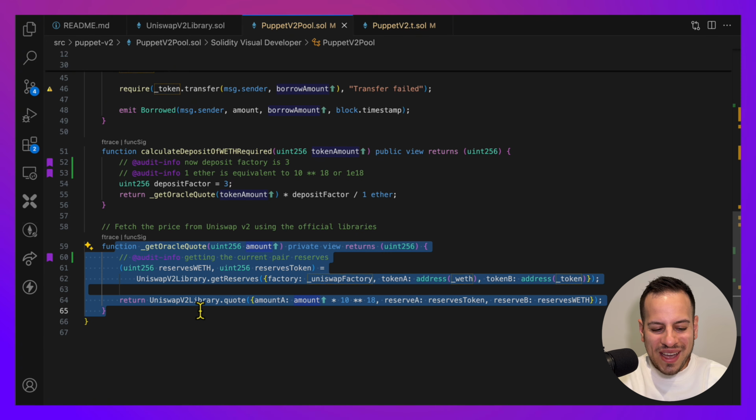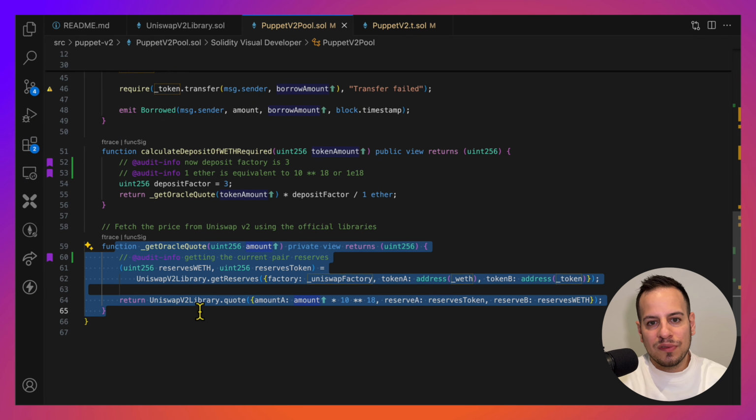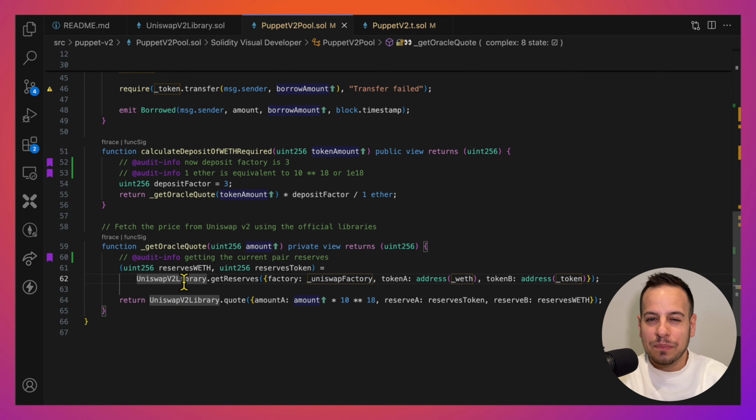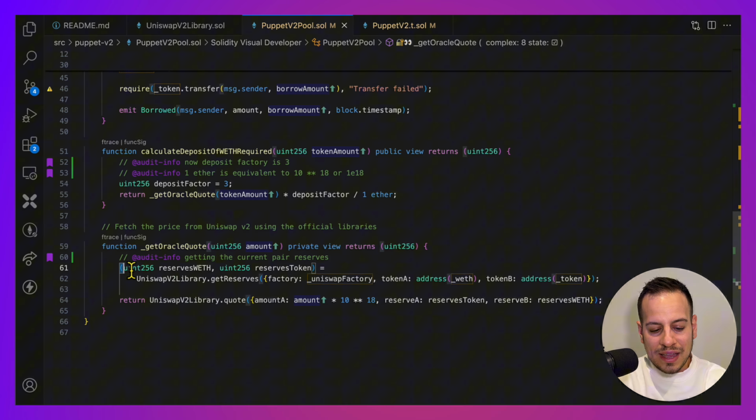And now, the way we fetch the Oracle price, the price of DVT compared to wrapped ETH, is different. Unlike the previous challenge, where we relied on the pair or the exchange contract balances of ETH and DVD tokens, this time we use the Uniswap V2 library getReserves function, where we pass the factory contract, token A and token B, and we try to get the reserves of wrapped ETH and the token.